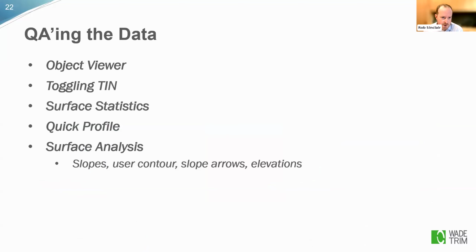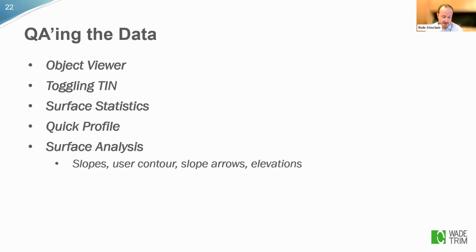So QAing the data. I mentioned object viewer. I use that all the time. Anytime you're working with surfaces, you could toggle on your TIN line and your style. You could also look at your surface statistics, look at your minimum, maximum elevation, your mean elevation, make sure those are all within reason. Quick profile is another good one. If you just draw a polyline through your surface, select that polyline and right click, there's a quick profile option that you could look at a quick section.